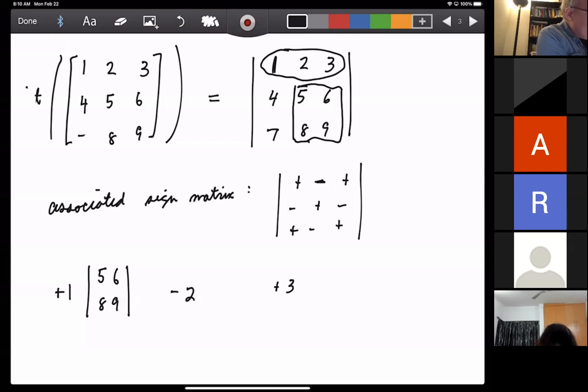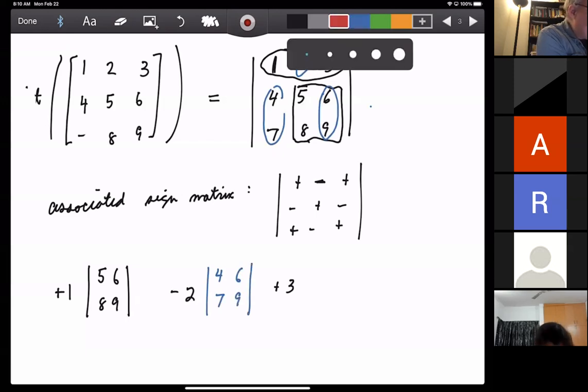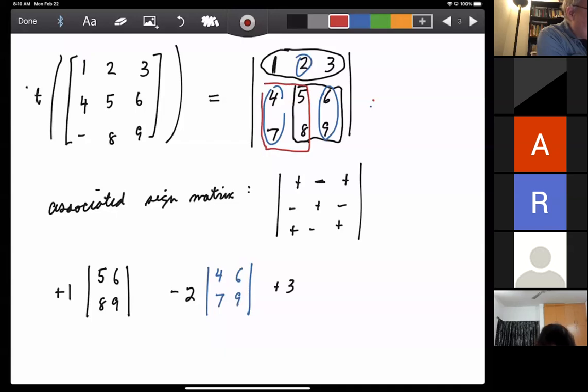And then we do that for each of the entries in this row. Let me maybe change the color here. For the 2, we get rid of the top row and the middle column. We're left with these entries. And then for the 3, I don't know, let's do red. For the 3, get rid of the first row and the rightmost column.